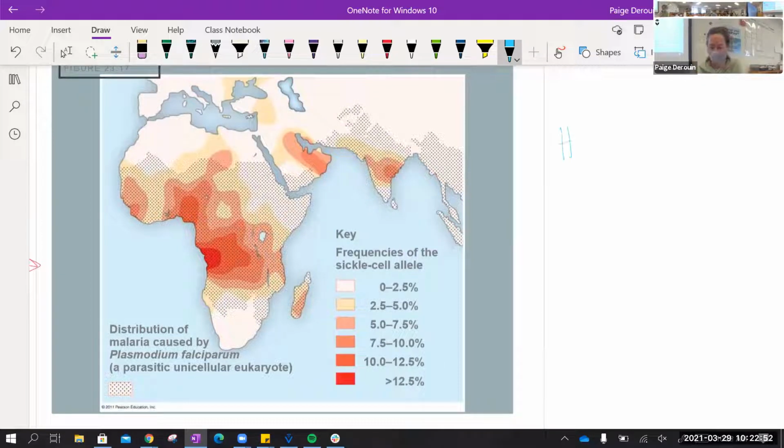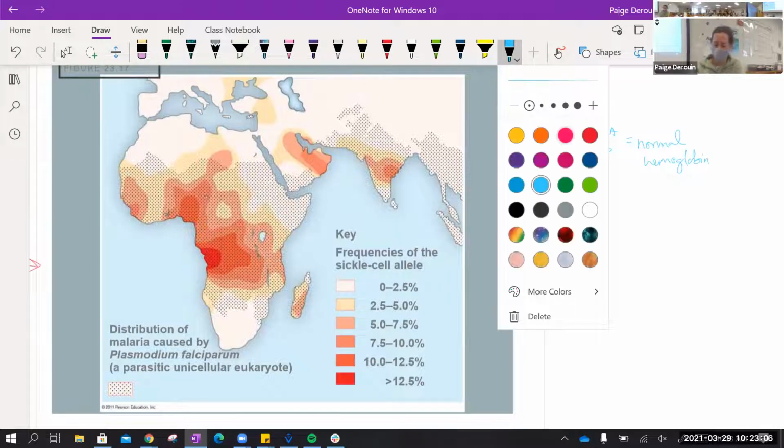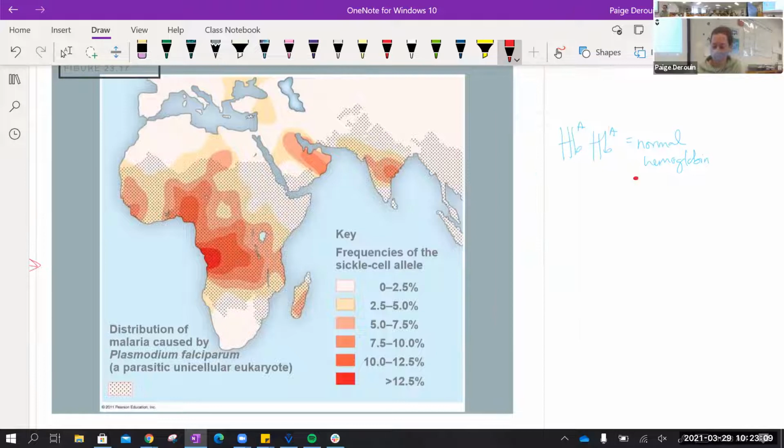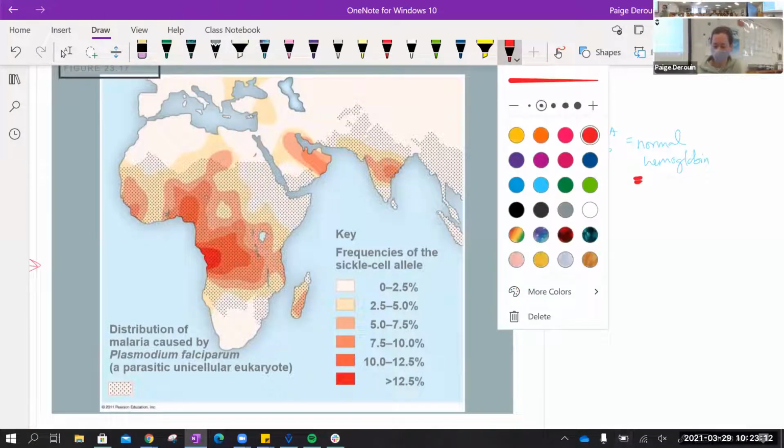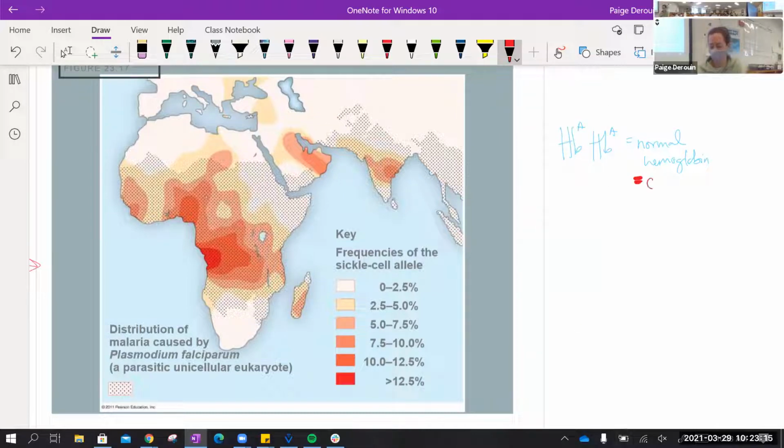So HBA is the code for normal hemoglobin. These people, obviously, will not have sickle cell anemia, but they can get malaria. If you don't know or you forgot, malaria is a parasite that's carried by mosquitoes. You can only get it from a mosquito, and it affects red blood cells. It's not a bacteria or a virus, it's a protist, like a paramecium sort of thing.